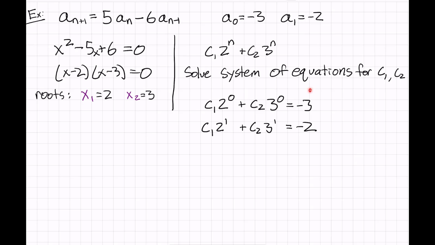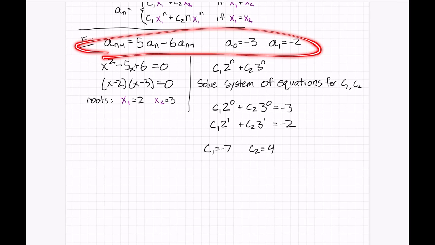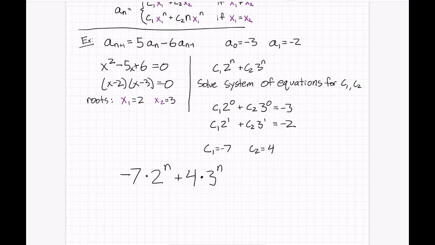Cool. So now I've got two equations and two unknowns, c1 and c2. I can solve the system of equations for c1 and c2. If I do that, and I'm not going to go through the details of that, I believe that c1 ends up being -7, c2 ends up being 4. In other words, this is saying that the answer, the closed form expression for this recursive sequence is -7 times 2 to the n plus 4 times 3 to the n.